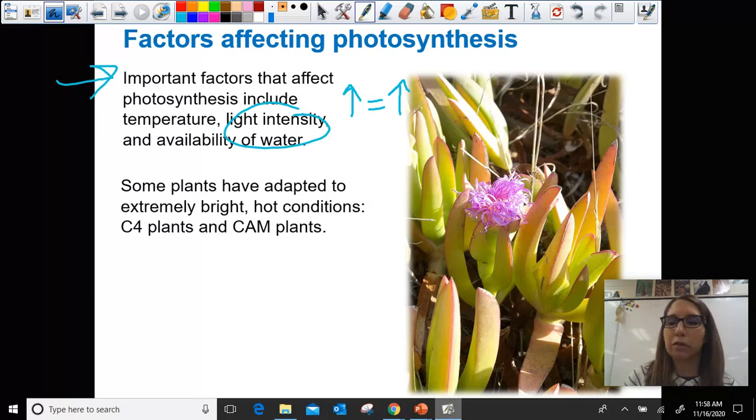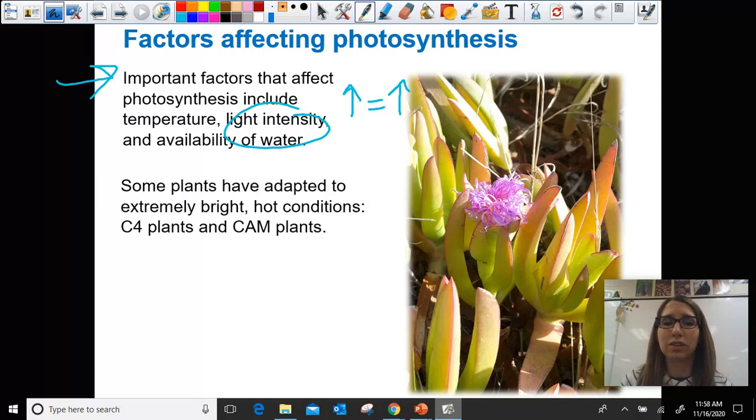Same with availability of water, right? The more water, the more you should be able to do this process. In temperature, generally, as we go up in temperature, we also increase our rate of photosynthesis. Now, that's to a certain point, right? If we get too hot, then we don't really have the ability to do that, okay? The last little piece right here, there are some plants like cacti and like the plants you see here, like succulents, that have the ability to live in extremely bright and very hot conditions, okay?